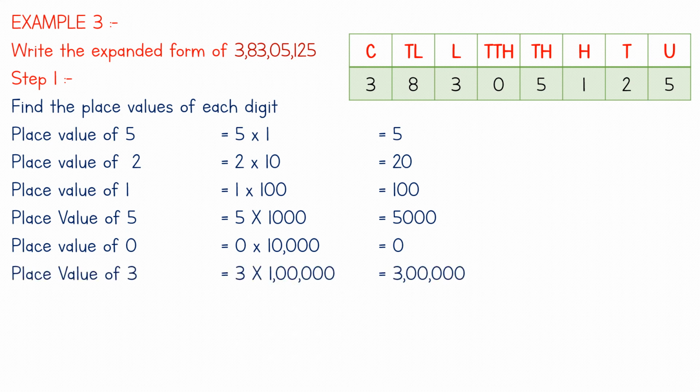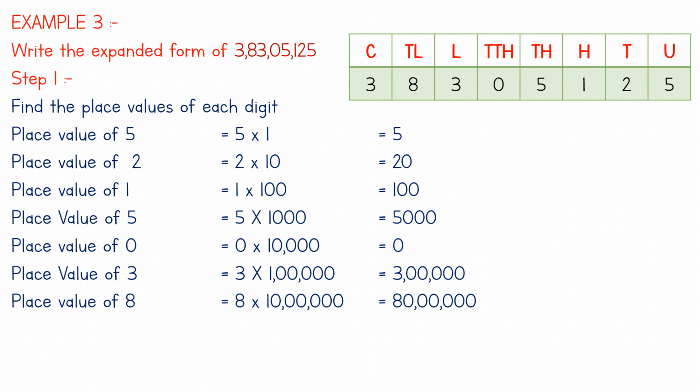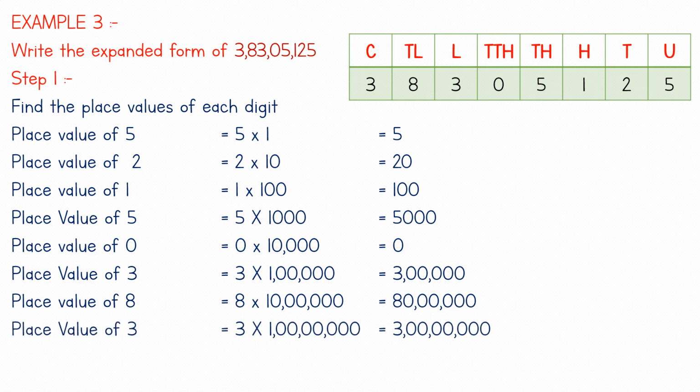Next, place value of 8. 8 is in 10 lakhs place. 8 into 10 lakhs equal to 80 lakhs. Next, 3. 3 is in crores place. Place value of 3 is 3 into 1 crore. That is 3 crores.